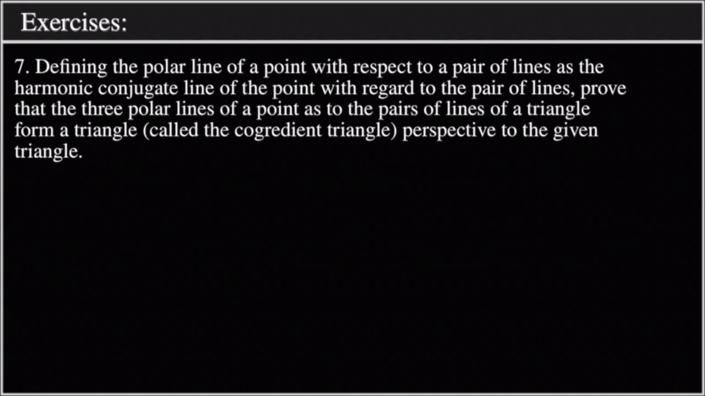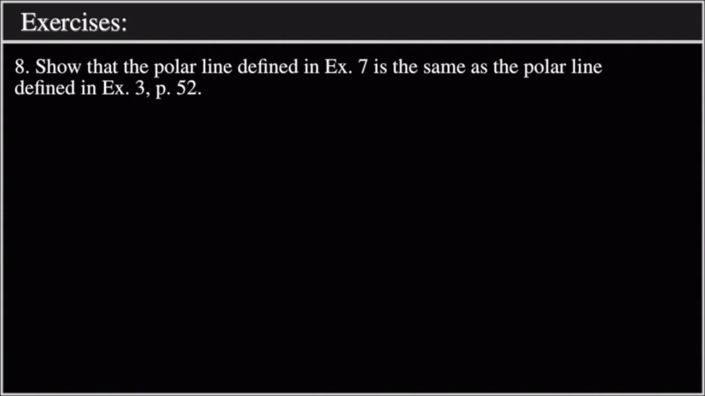7. Defining the polar line of a point with respect to a pair of lines as the harmonic conjugate line of the point with regard to the pair of lines, prove that the three polar lines of a point as to the pairs of lines of a triangle form a triangle, called the cogredient triangle, respective to the given triangle. 8. Show that the polar line defined in Exercise 7 is the same as the polar line defined in Exercise 3 of page 52.